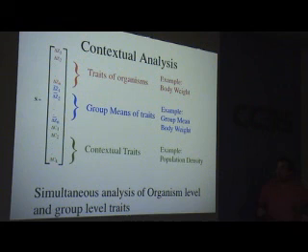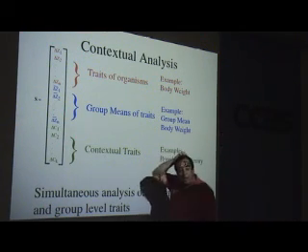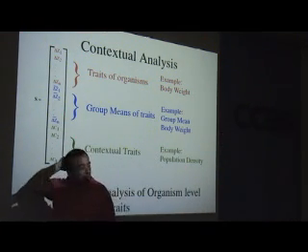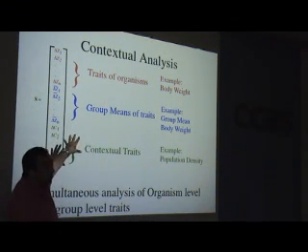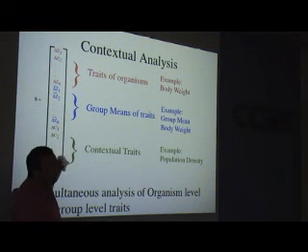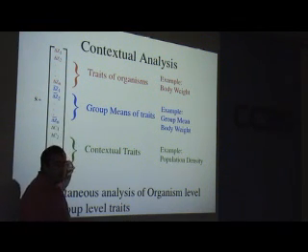And this is a really interesting thing. Contextual analysis is something I've worked on quite a bit. In this case, we can imagine a whole bunch of traits. It's really easy to imagine brain, body size, allometry. In this case, what I've done is I've said we can have a bunch of different traits like brain and body size, but we can also have group mean traits.